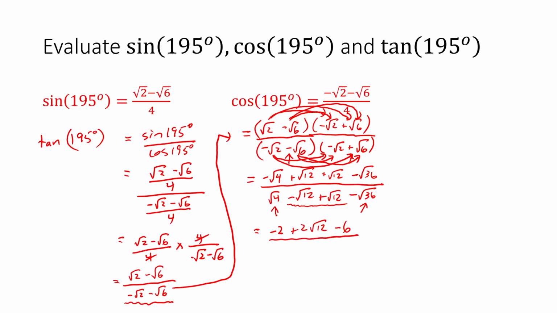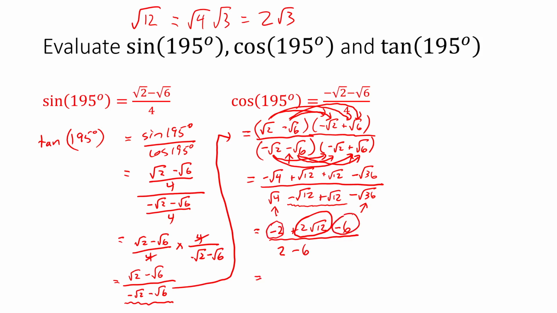And we divide by that root 4 in the denominator, which is a 2. The negative root 12 and positive root 12 cancel out. And we're subtracting root 36, which is like subtracting 6. Okay, so now I see in the numerator I've got 2 root 12. Well, I have an opportunity to simplify that, because root 12 is really the same as root 4 root 3, which is the same as 2 root 3.